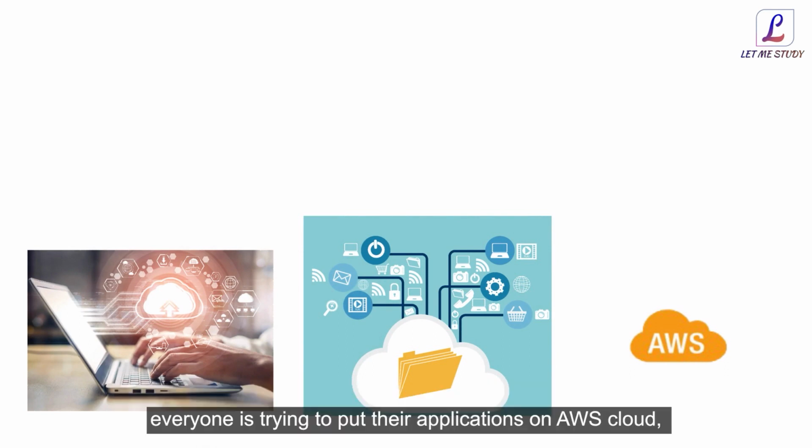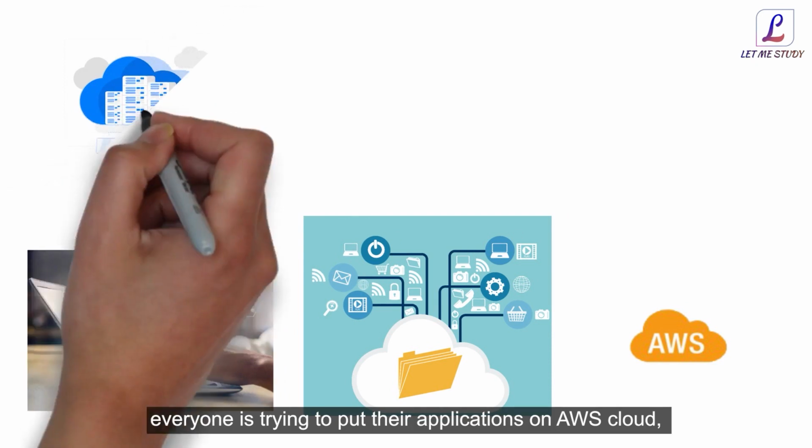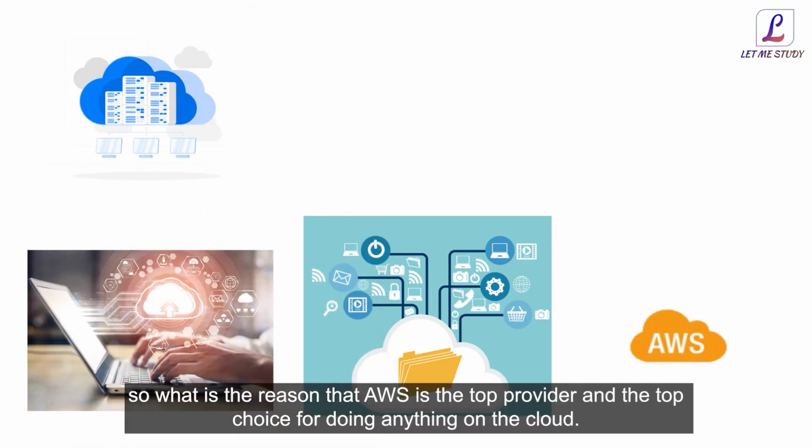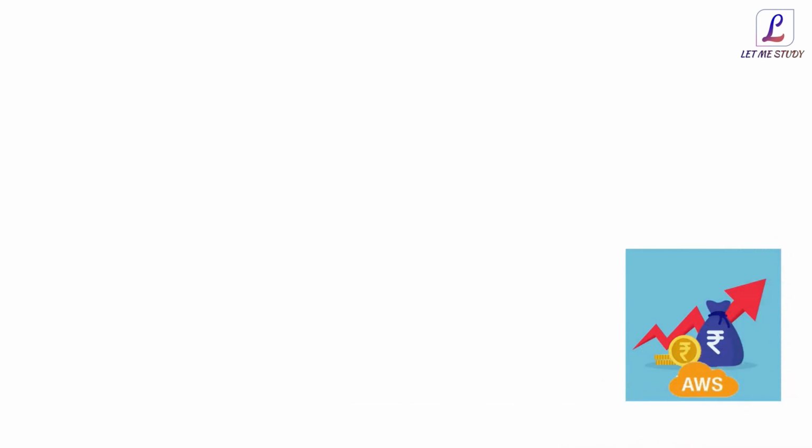Now let's understand why AWS is such a big hit that everyone is trying to use it. Everyone is trying to put their applications on the AWS cloud. So what is the reason that AWS is the top provider and the top choice of doing anything on cloud? The very first reason that makes AWS a top choice is its cost.